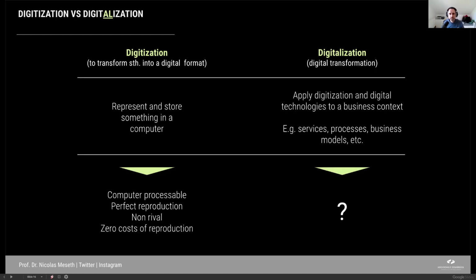And how can we distinguish these two? Basically, digitalization or digital transformation usually means applying digitization in a more abstract and broader sense. For example, we often mean that we apply digital technologies to business processes, or apply digitization in a business context. So if we digitize our lectures like we do now, we would say, okay, that's part of the digital transformation.